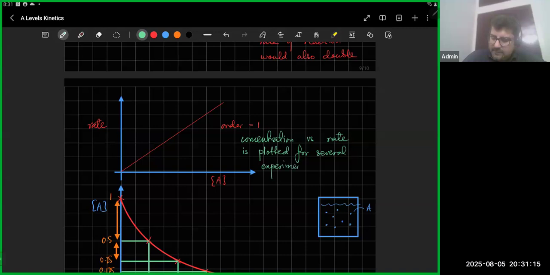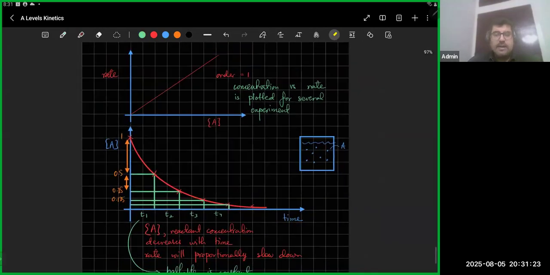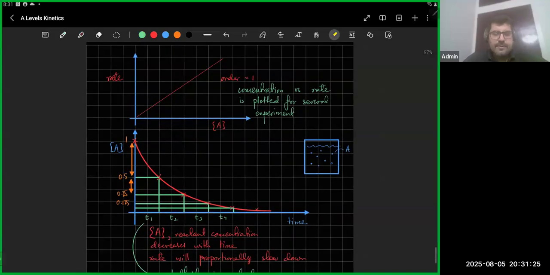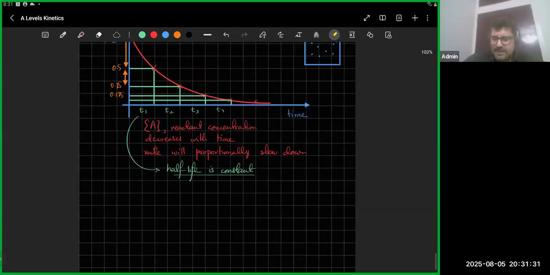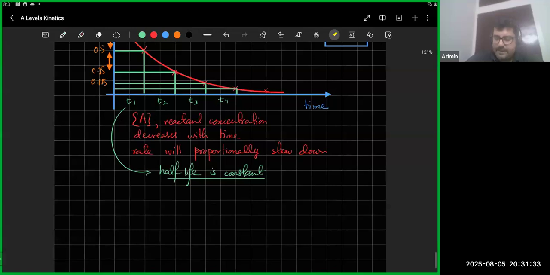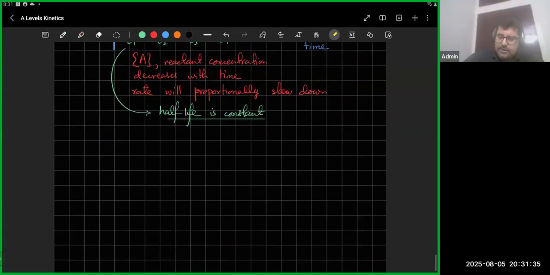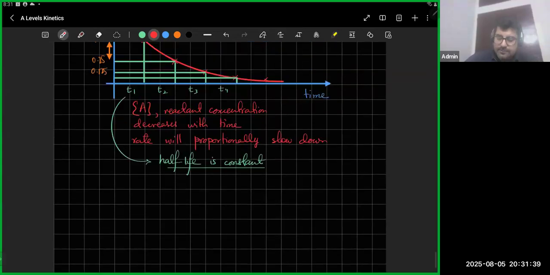So this is another way. If you do several experiments, you keep on doubling the concentration and the rate also doubles. That means it's order one as well. So graphically there are two ways: look at the half-life or plot that graph. And by looking at the shape, it would be evident it's order one. Next we're going to move towards order two.